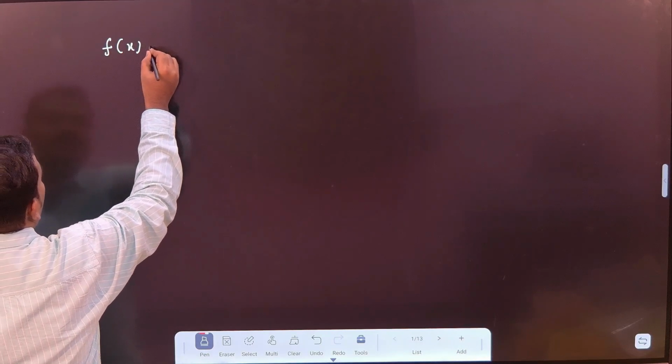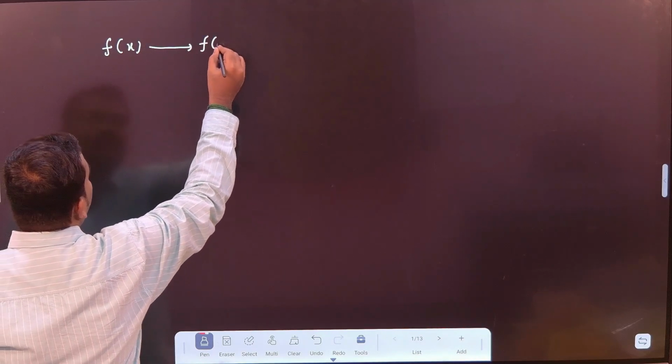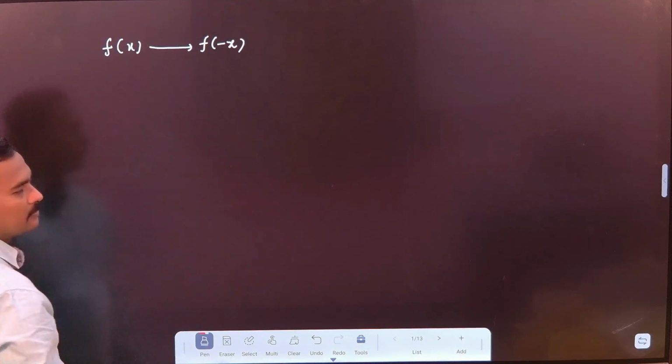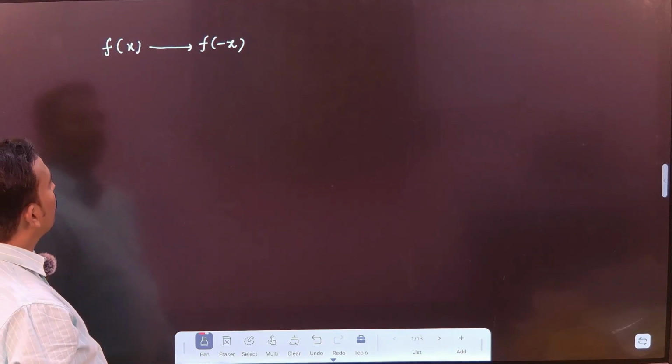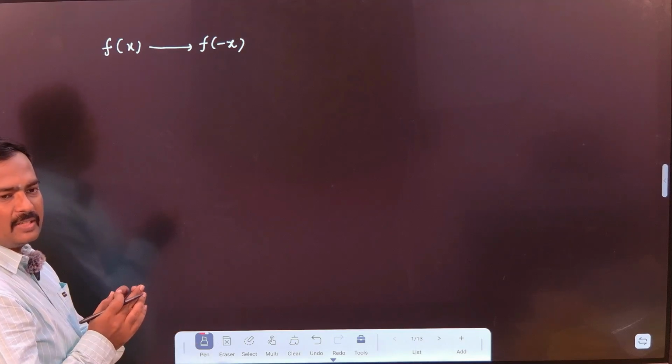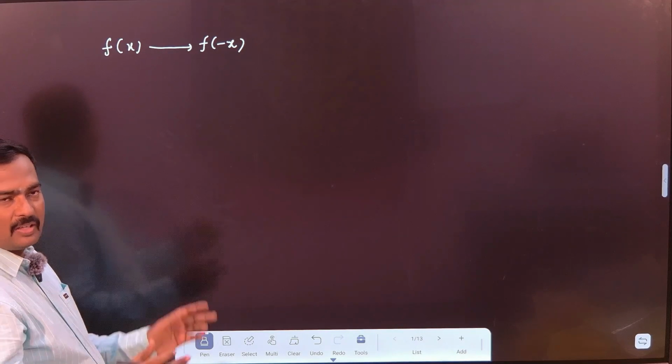The graph transformations. The first one you can see: f of x changes to f of minus x. F of x changes to f of minus x. You just replace x by minus x.